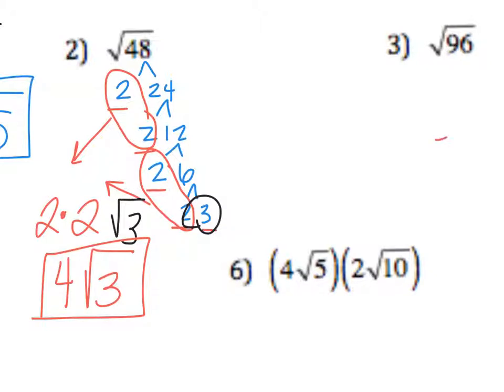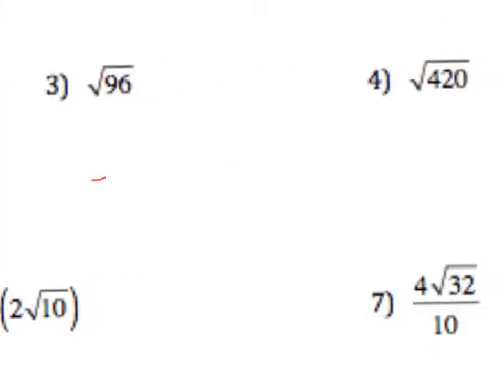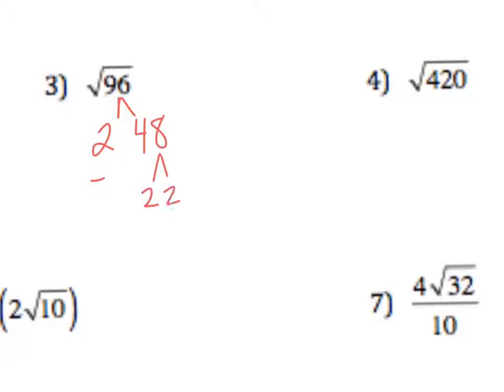All right, one more. And then 96. So 96, I can do 2 and 48. And then 2 and 24, 2 and 12, 2 and 6, 2 and 3.